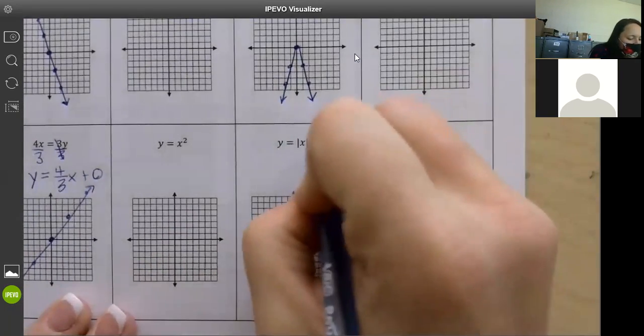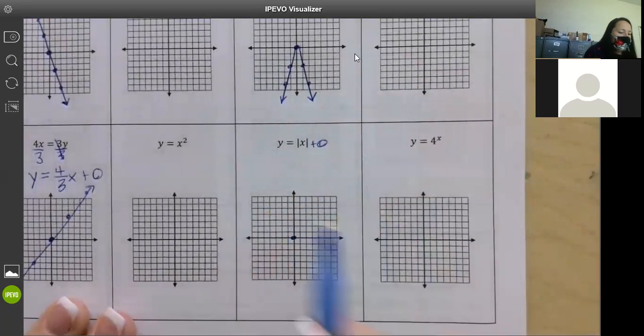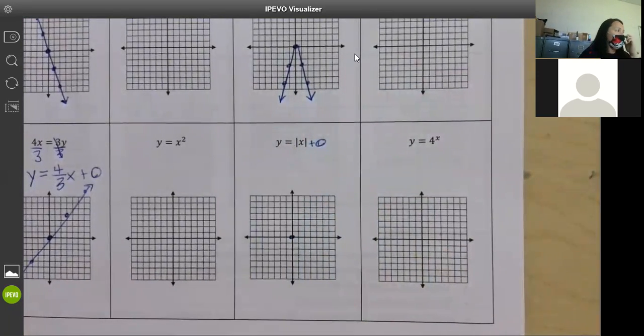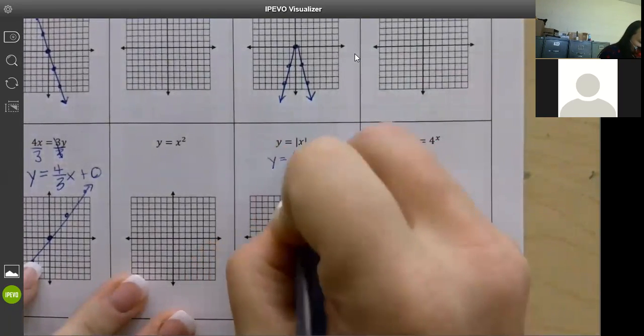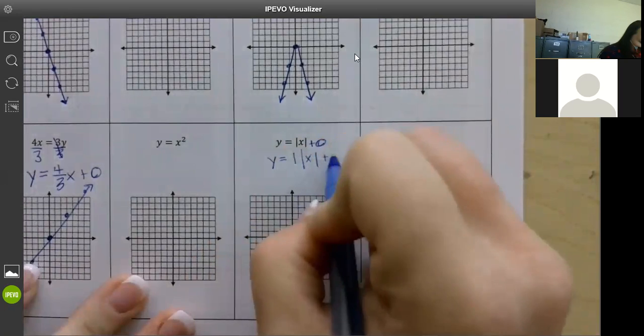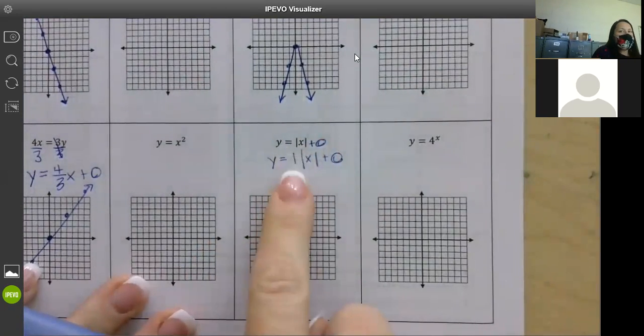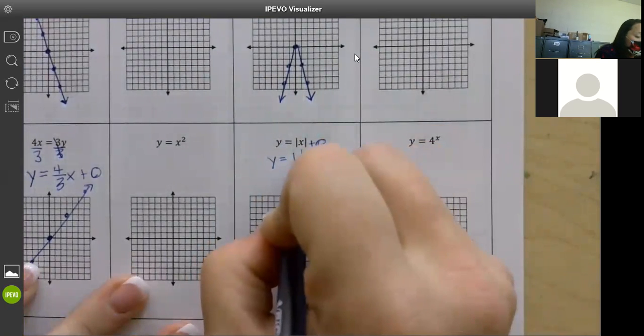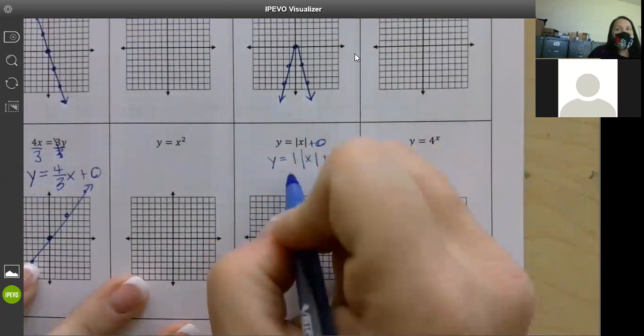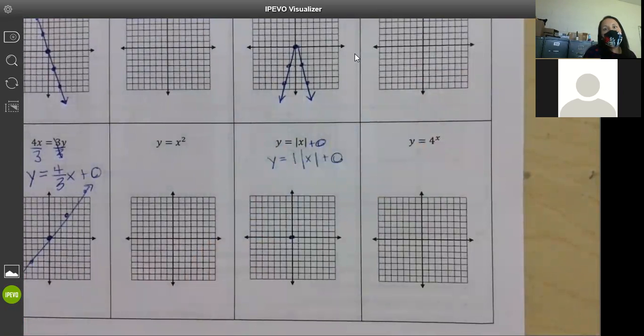We're going to put the plus 0 on the end. What number is always in front of x if there's not one? 1. So this is actually 1, absolute value of x plus 0. How do I make 1 a fraction so I can do rise over run? Put a 1 under it.